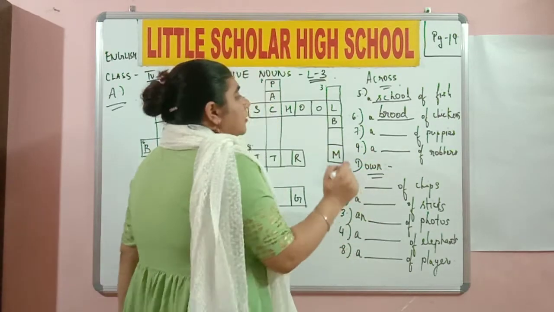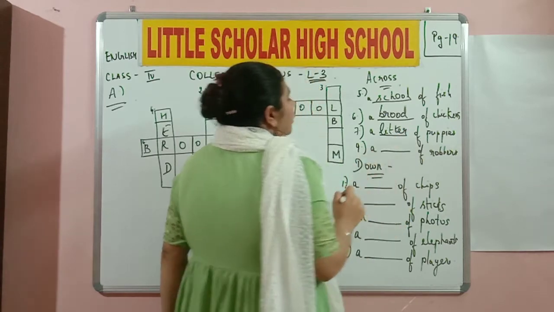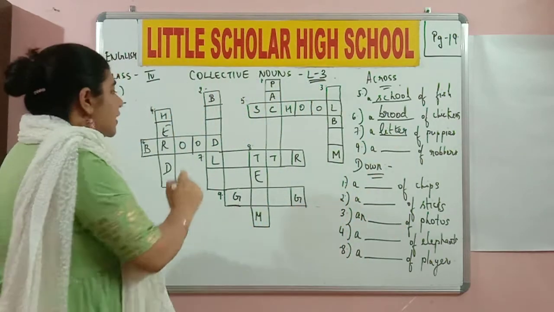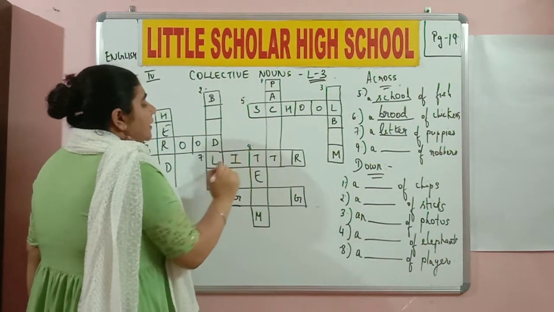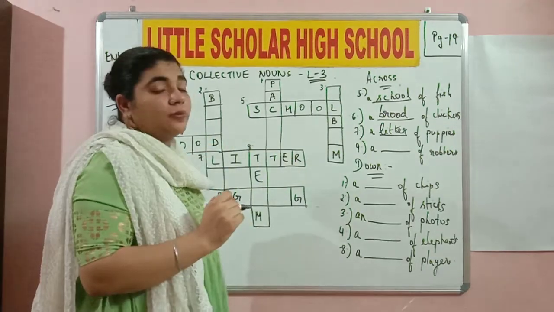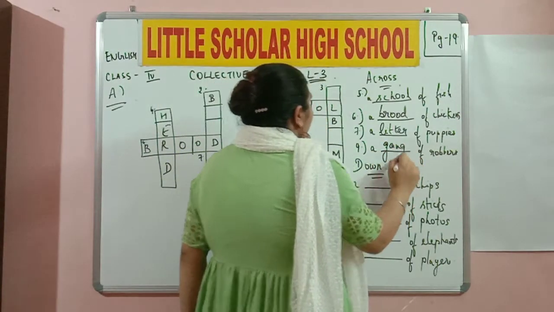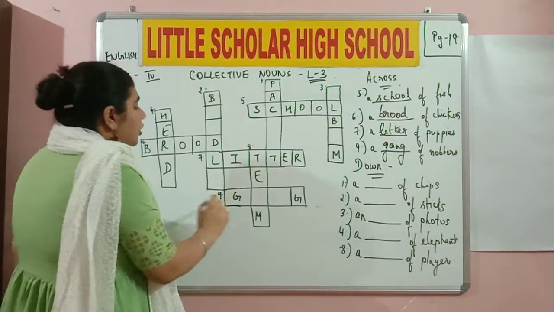Now, the seventh one, a dash of puppies. We just studied in our examples. What is it when we were reading the Monty paragraph? It is litter of puppies. Seventh across, LITTER. A dash of robbers. A gang. GANG. Gang of robbers. That is ninth across. GANG.